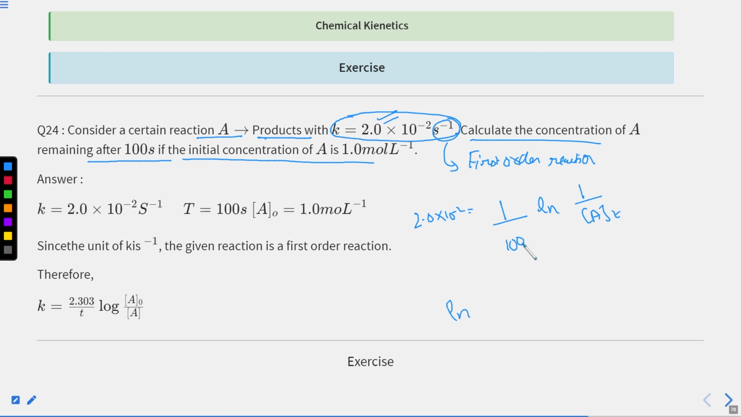Just multiply this by 100. That would cancel out this and give you ln 1 by A at time T is equal to 2. Or we can write it this way: minus ln A is equal to 2. From here, you can calculate the value of A at T. Just take the anti-logarithm, e to the power minus 2. That would give you the concentration at time T. Clear? So let us see the solution.